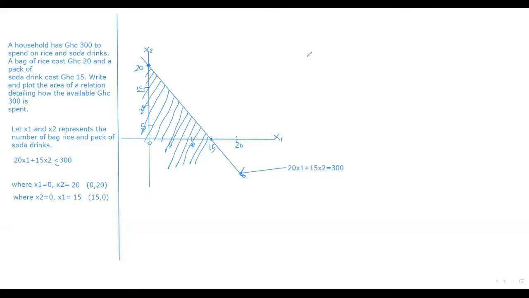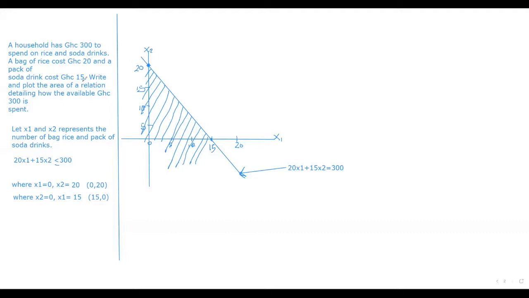Okay, so please listen to me here. So for you to formulate an expression like this from a word problem, one, you first of all consider your decision variables. Now, the decision variables are the products in question. So here we have rice and soda drinks, and we are not interested in the rice and soda drinks alone, but we are interested in their quantities, their units, their amounts.